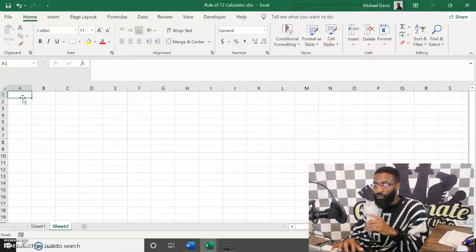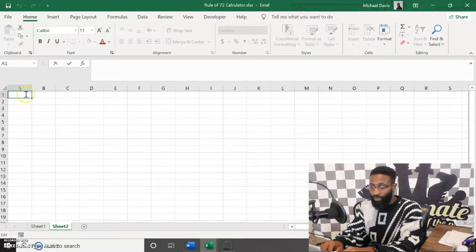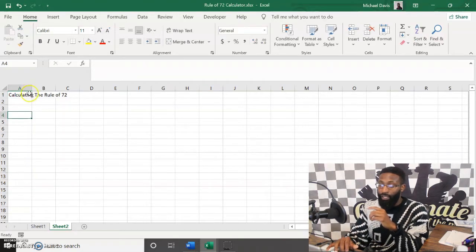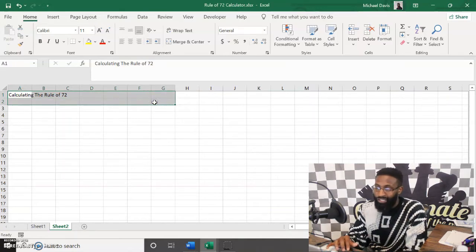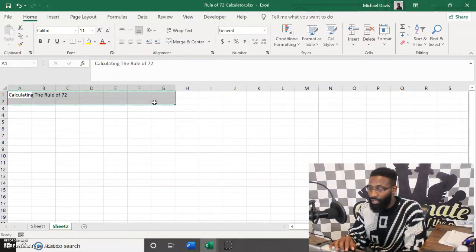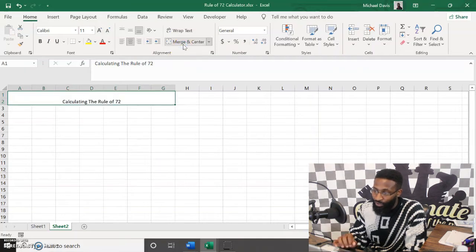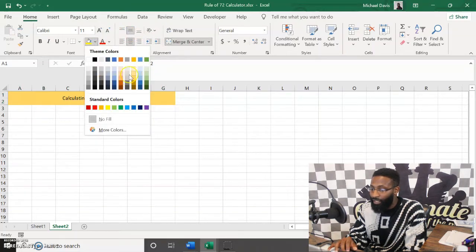Okay. We're going to do the same thing we did last time, right? And again, we're calculating the rule of 72. Let's take the first two rows, go all the way to G. Make sure it's highlighted, and we're going to merge and center. Put it in the middle. Let's put a nice color on it. I used that light blue last time, but I think I want this highlighted. I think this is alarming right here.